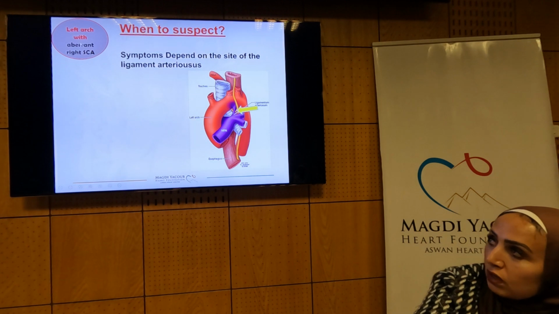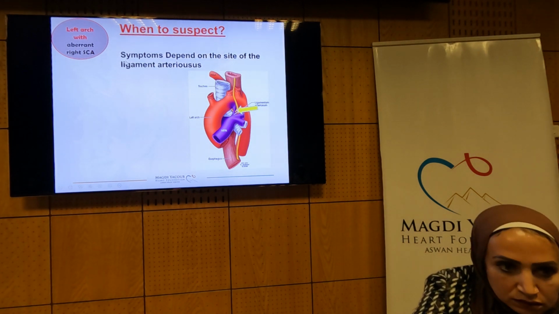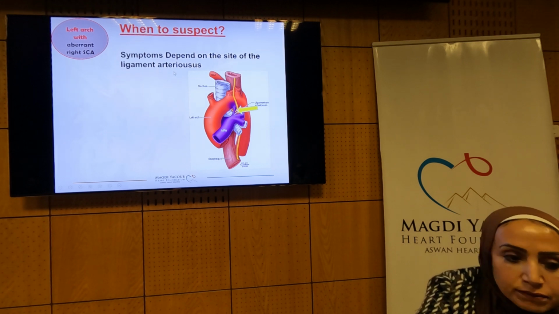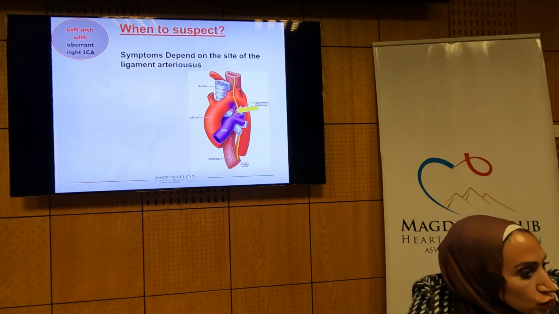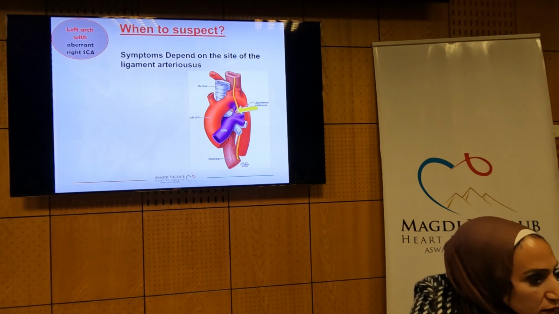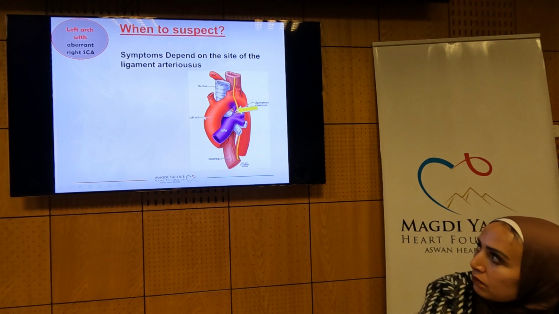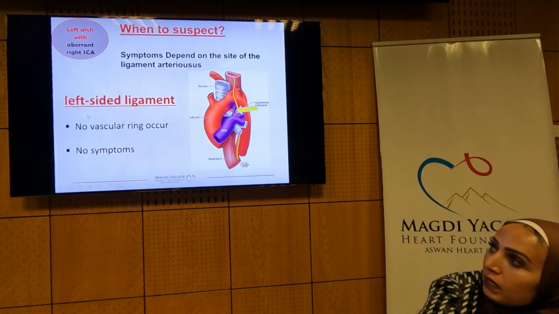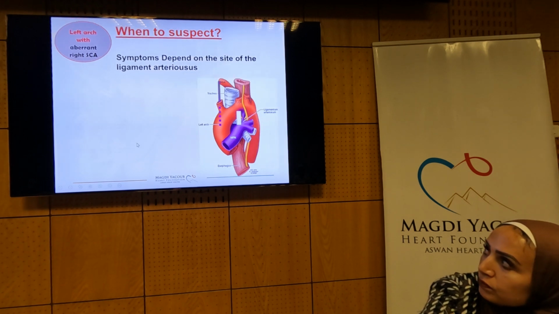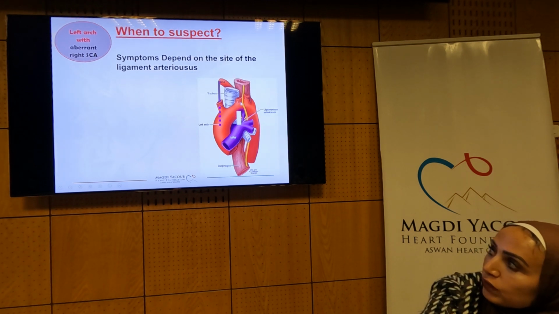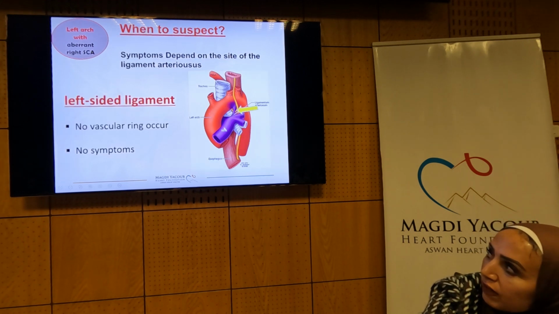If we have a left aortic arch with an aberrant right subclavian, whether the patient is symptomatic or not depends on the ligamentum arteriosus, which is the duct that is closed, the sixth aortic arch on the left side that had regressed and left a ligamentum arteriosus connecting to the descending aorta. Okay. If you have a left-sided segment, no vascular ring and no symptoms, because you don't have a complete ring.